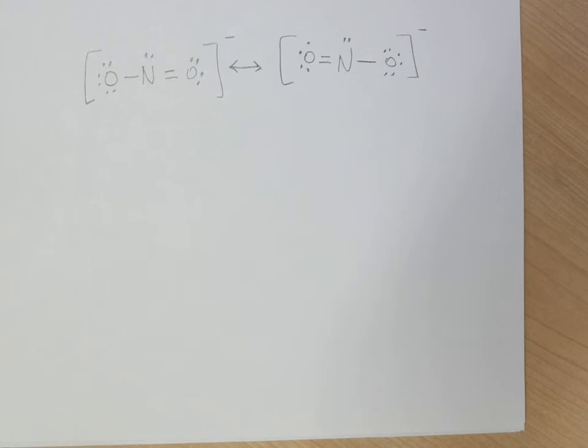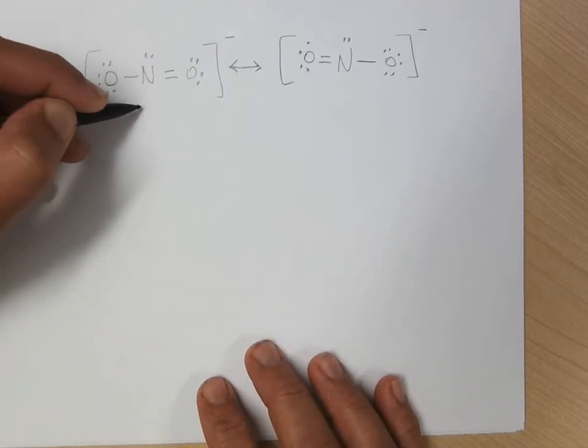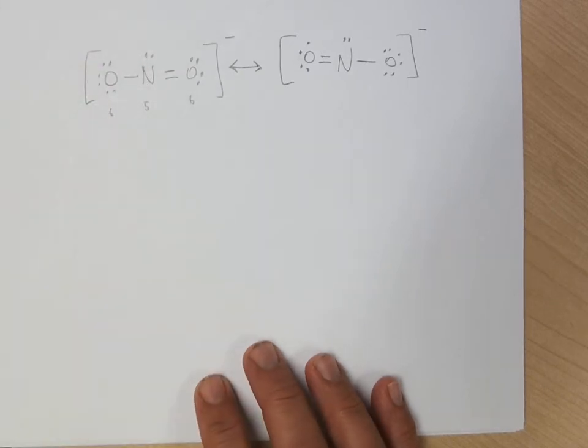So if you haven't seen the resonance video or the how to draw Lewis structures video, look at those to make sure you understand resonance. But if you're just looking for formal charge, again, you're going to compare the number of valence electrons that the neutral atom has. So I put a little note here that oxygen has 6 valence electrons, nitrogen has 5, and oxygen has 6. Right, so that would be the neutral atoms would have that many valence electrons.